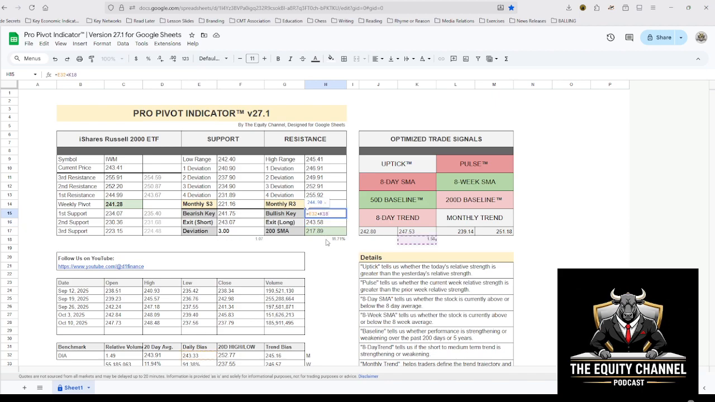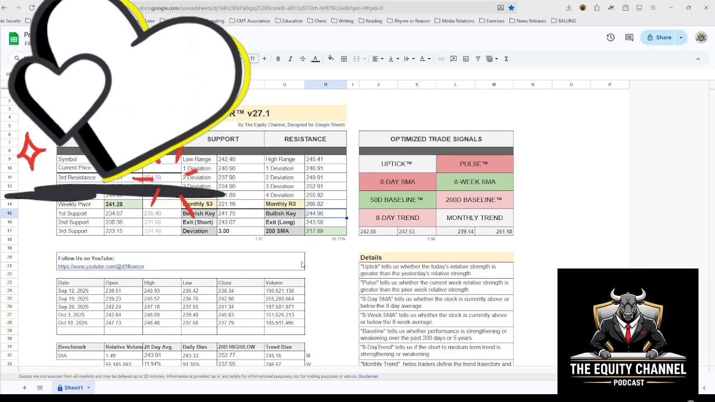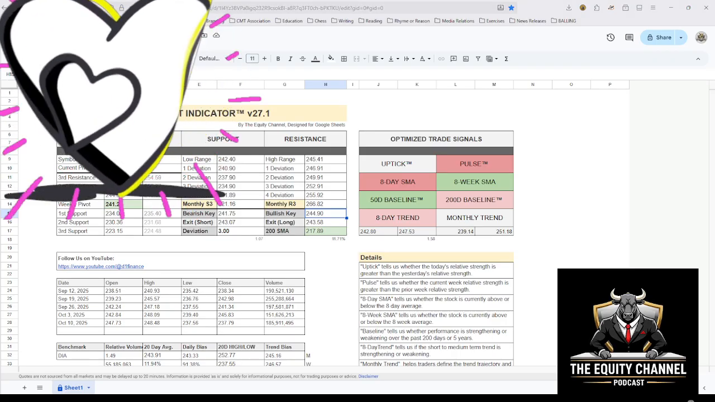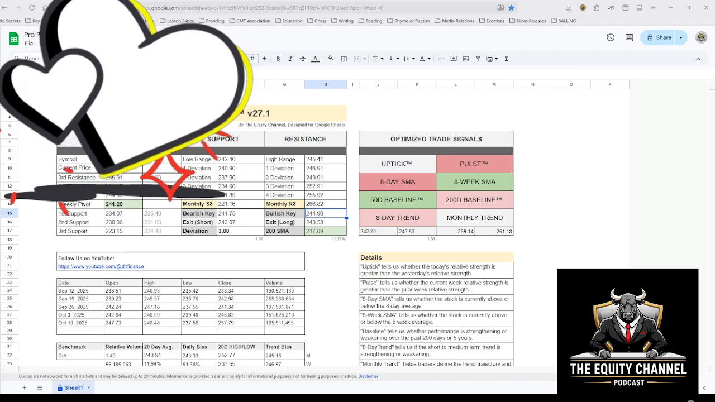Now, let's start diving into the different concepts, right? The first concept I believe is important to understand on the pro pivot indicator is the concept of consolidation, right? The concept of consolidation.